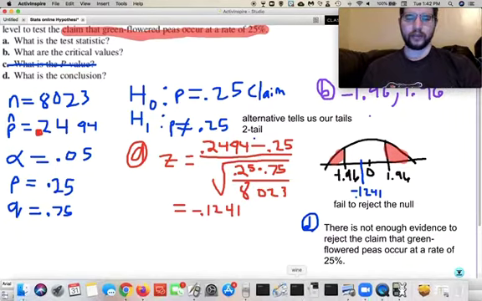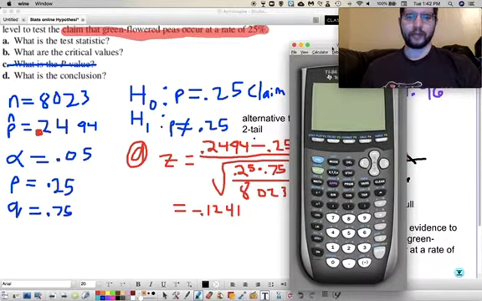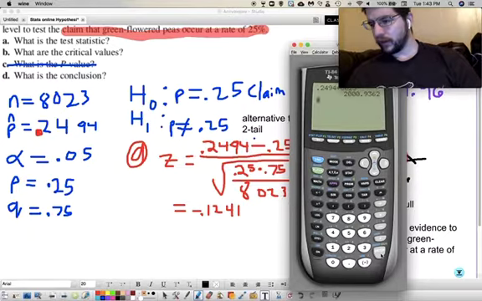Okay. I said I'd do this on the TI, so let's do it on the TI. So instead of typing all this in for the test statistic, I just run my one prop Z test to begin with. But I do need to round, so I get a slightly different test statistic.